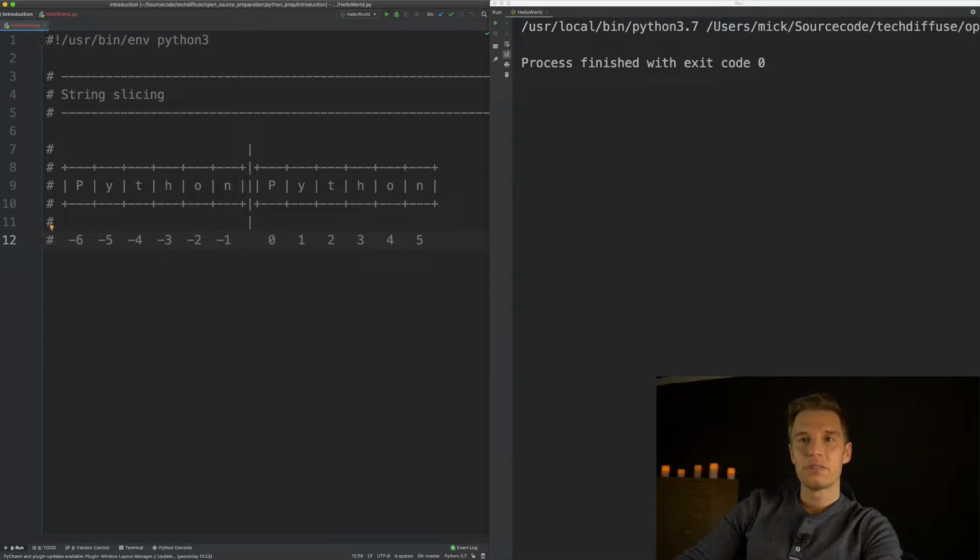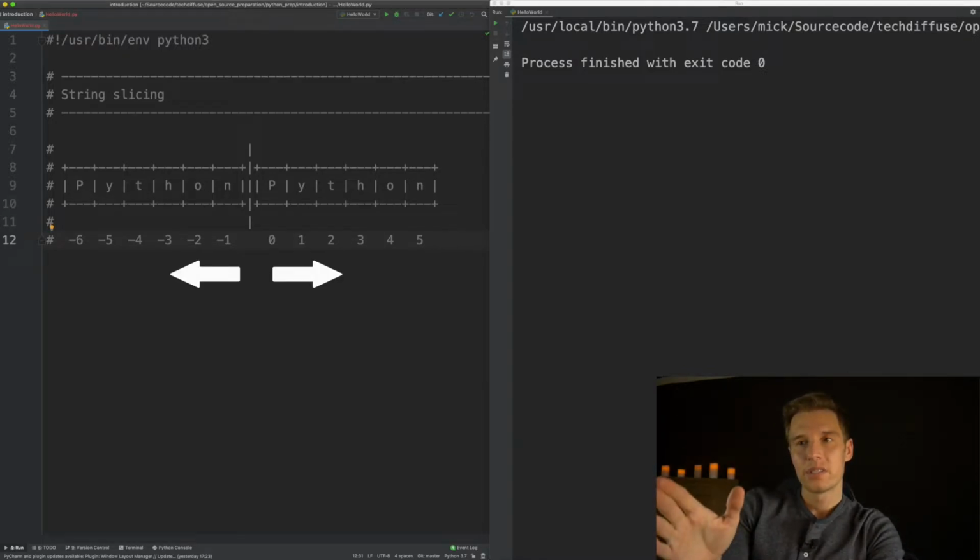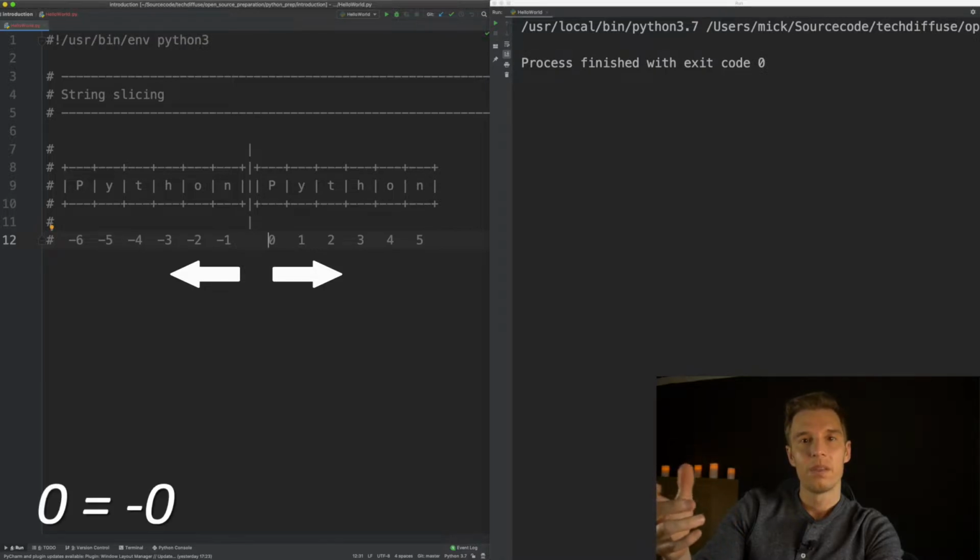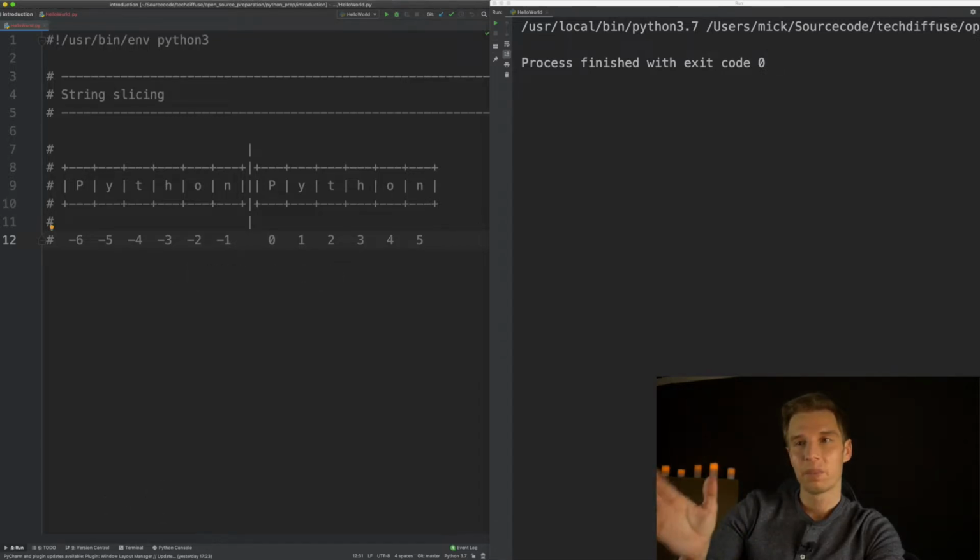Okay, and the reason for that is, if you notice, if you go in the right direction, we start with 0. If we go in the left direction, we start with -1. You may ask, why do we start with -1? Why don't we start with -0? The problem is, the programming language can't distinguish between 0 and -0. So 0 and -0 is the same, and this is the reason why we start with -1 if we go backwards. So keep that in mind. The backwards direction is -1 to -6 in this case with the word Python, and the forward direction is 0 to 5.